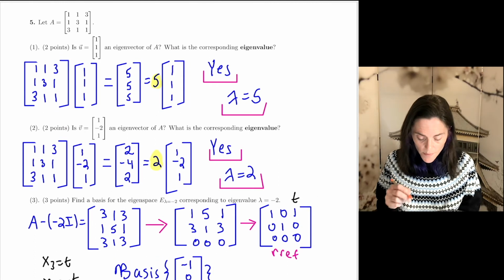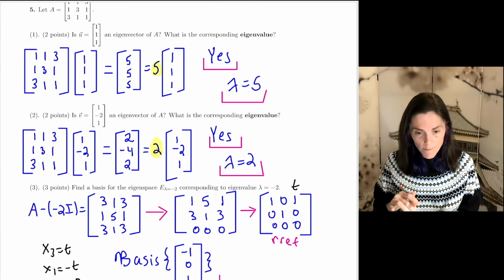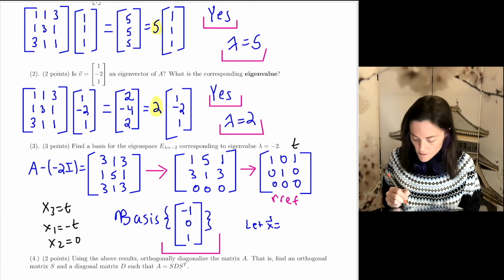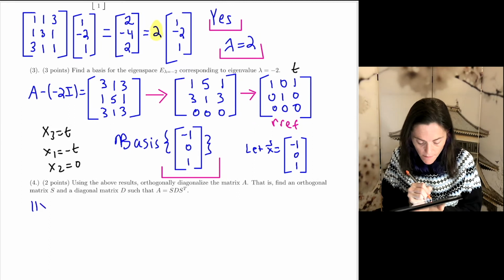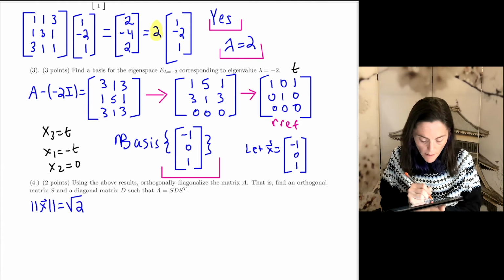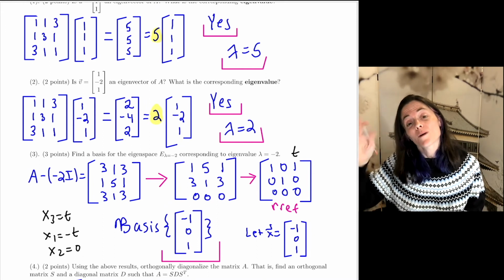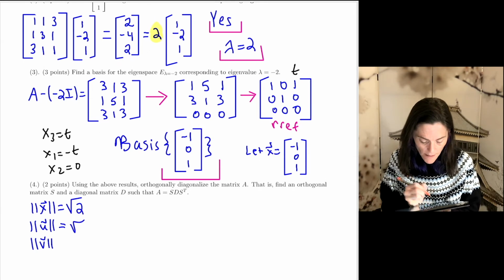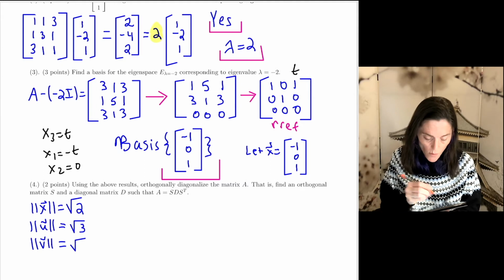So let me call them something. We have U, we have V. Maybe I'll call this one X. Let X equal this vector, minus 1, 0, 1. Now the length of X is the square root of 2. The length of U is the square root of 1 plus 1 plus 1, which is the square root of 3. And then the length of V is the square root of 4 plus 1 plus 1, which is the square root of 6.